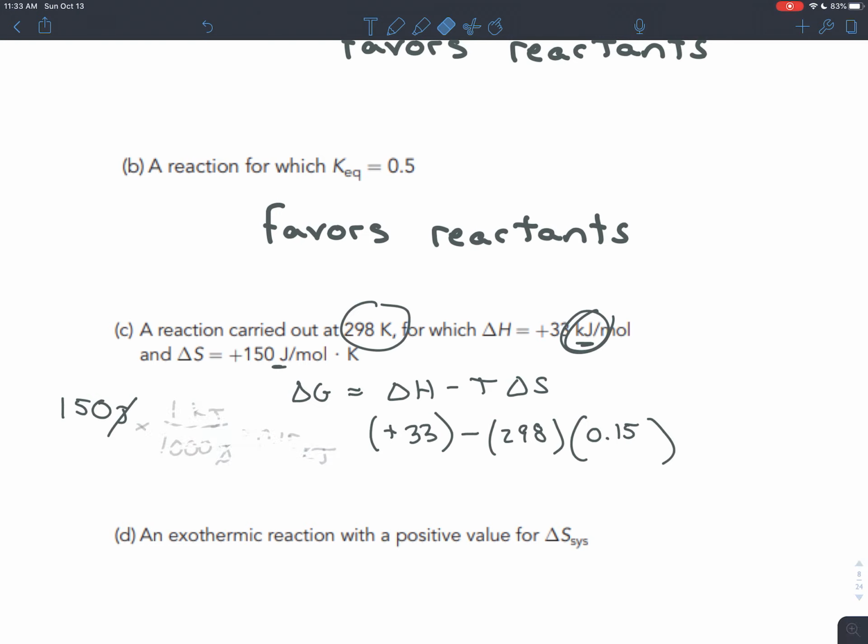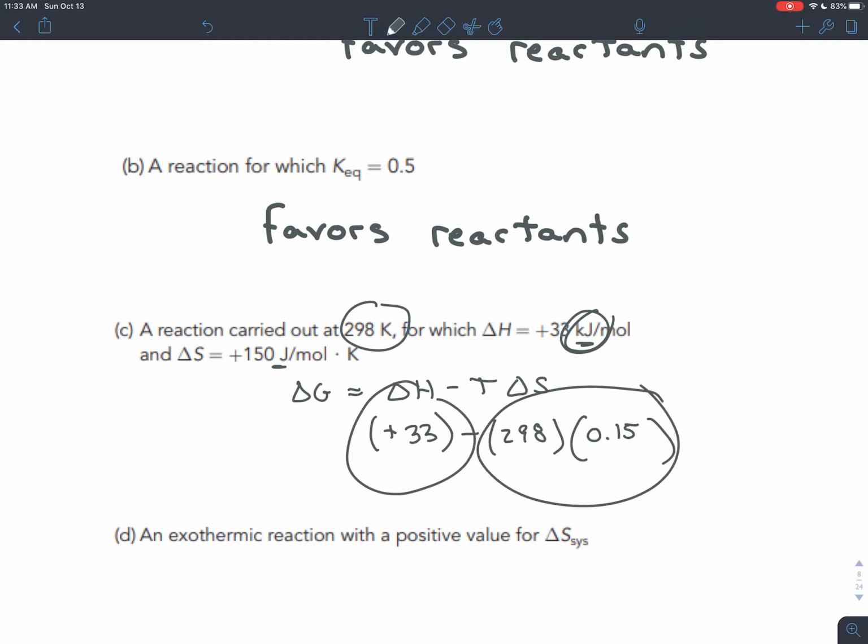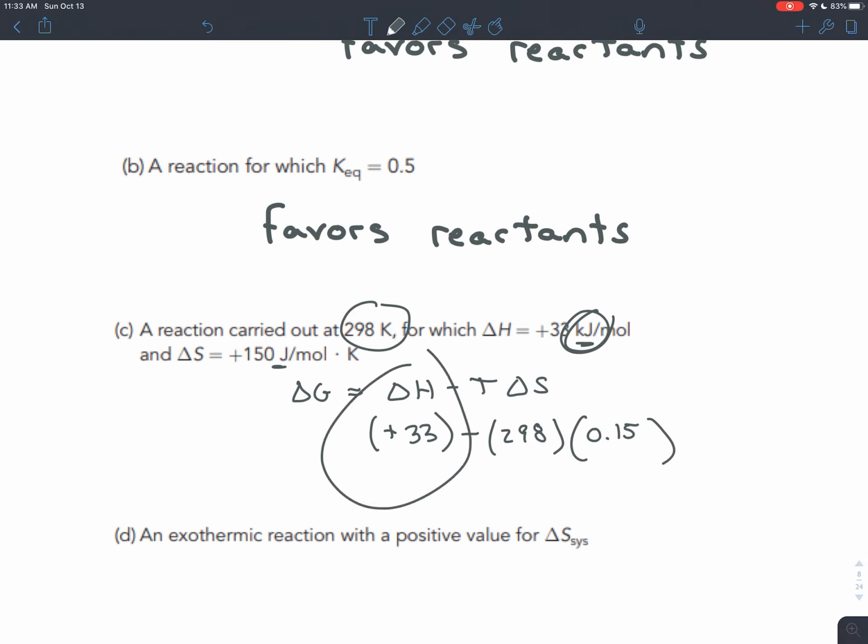Now we've plugged the numbers in with all the correct units, and we can see in this case the entropy is increasing, so that would make the reaction want to happen. The delta S is positive, so the molecules are changing in a favorable way. The delta H is positive, so the molecules are changing in an unfavorable way.